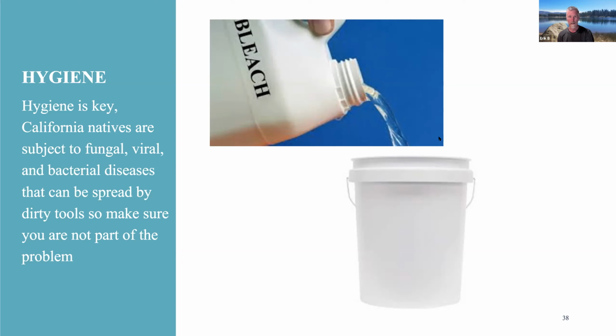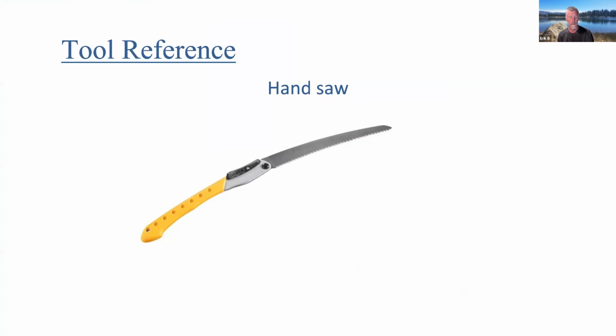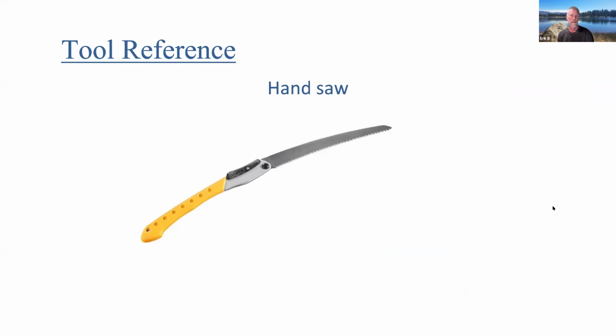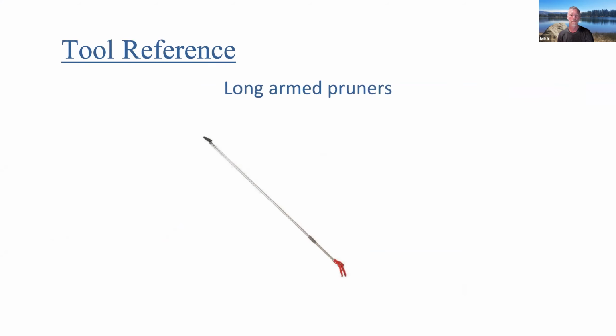So there we go. Okay, here we're going to take a little trip through Home Depot. Bypass pruners, head shears, and loppers. Handsaw, long-armed pruners. This is like a thing that I would read to my child at bedtime. Look, dear, it's a long-arm pruner.